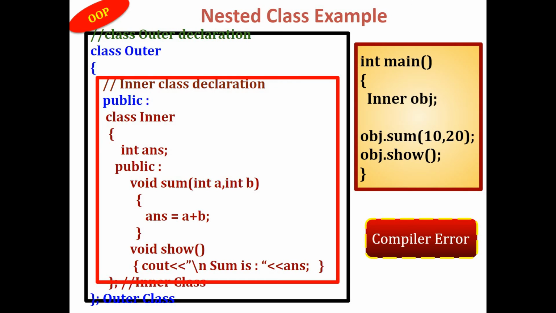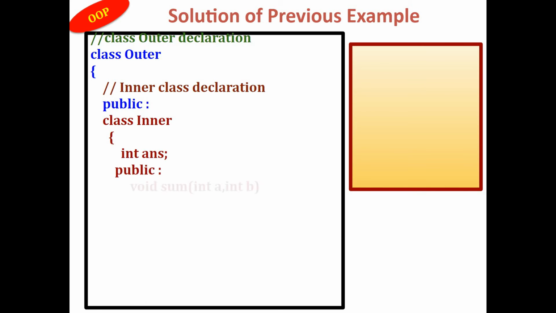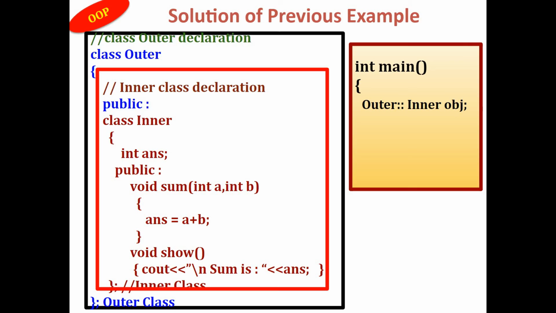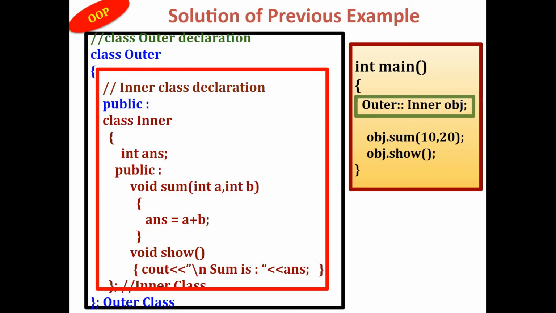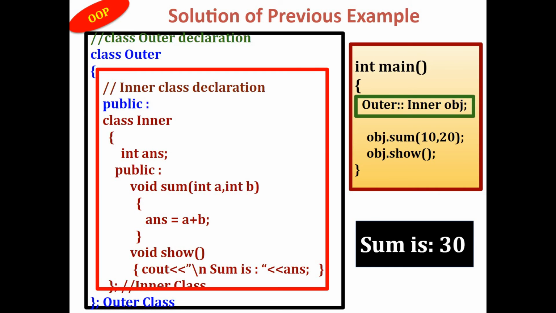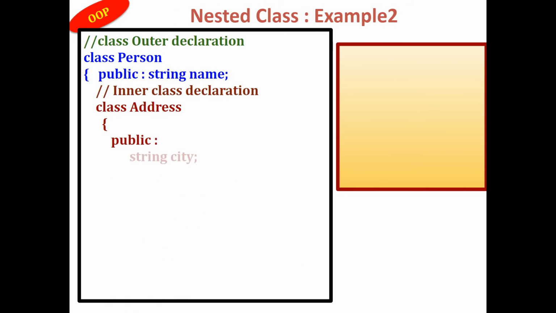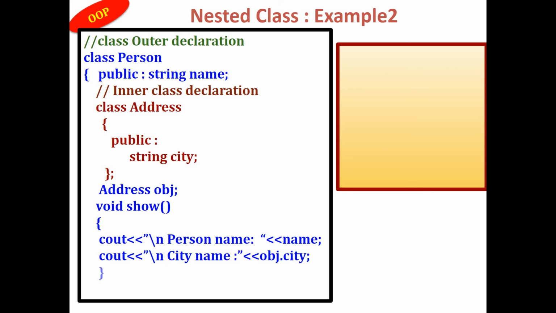So you can have the first option: you can use the outer scope resolution operator with the inner class object. This is how we declare the object of the inner class using the outer class scope resolution operator, and then use obj to access the sum function and show function. So this is the first option. Or the second option is to create an object of the inner class in the outer class and then access the variables of the inner class. For example, here if I want to access city, I will have to use obj.city.